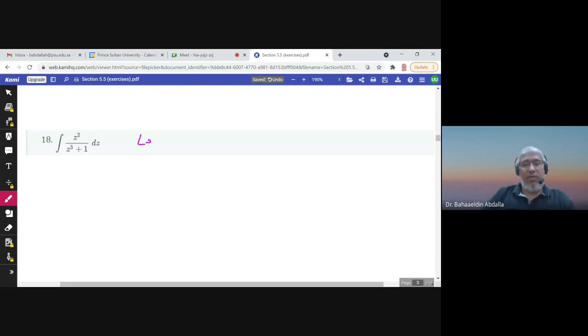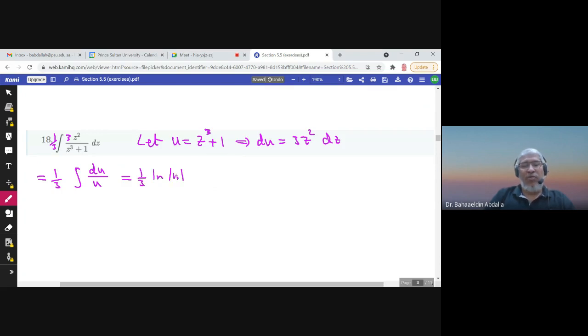Again, the denominator, I'll call it u. The derivative is 3z square dz. I have z square, I need 3. So it would be 1 over 3 times 3z square dz is du, and this is u. So I have ln absolute value of u plus c, or 1 over 3 ln absolute value of z cube plus 1 plus c.